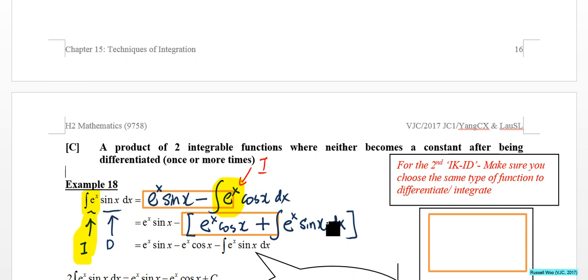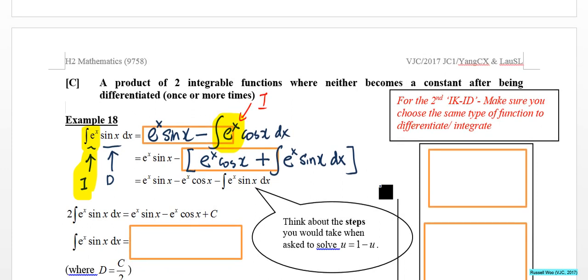You multiply the minus one in, minus plus like that. You see this. What's going to happen now? You have this here, and you have this here. Looks exactly the same. What are we going to do? I'm going to move this across, and it becomes a 2 times of this. So far, so good. So, 2 e^x sine x equals to this.